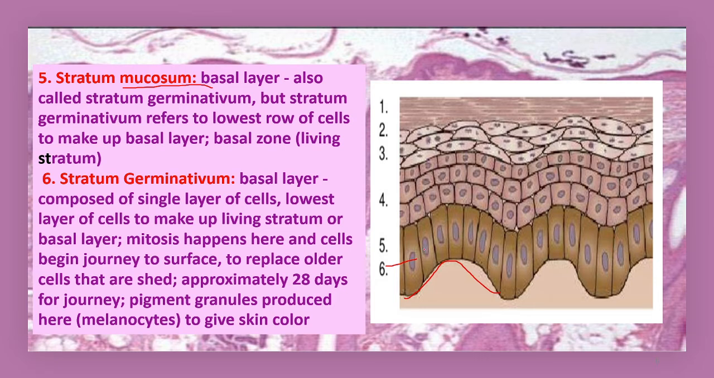This is the place where mitosis occurs and the cells begin their journey towards the surface, the upward movement. So here the cells are produced and the new layer of cells moves towards the outer side, and approximately 28 days are required for the cells to be produced and pigment granules produced. Here they are called melanocytes, and that imparts color to the skin, as you all know.